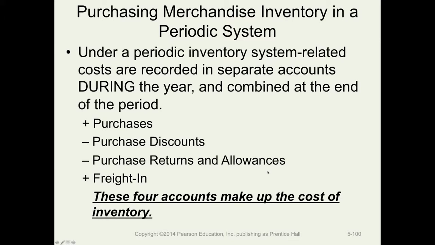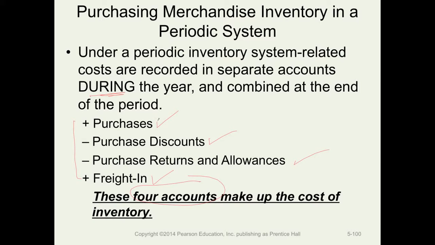Now, under a periodic inventory system, it's very different than the perpetual system, because during the year, we do not record anything in the inventory account. A separate account called purchases is used to accumulate acquisitions. Our purchase discounts are recorded separately. Purchase returns and allowances are recorded separately. And freight is recorded separately in an individual account. Now, together, they make up the inventory. So the cost of purchases is the net amount of these four accounts.